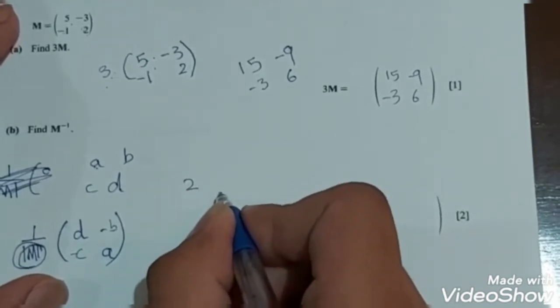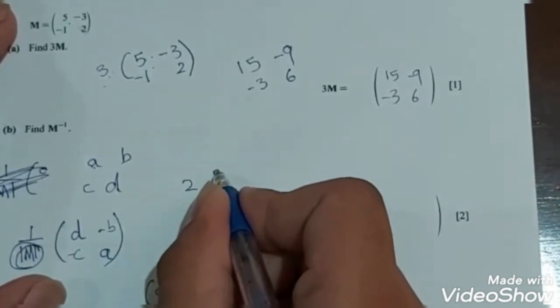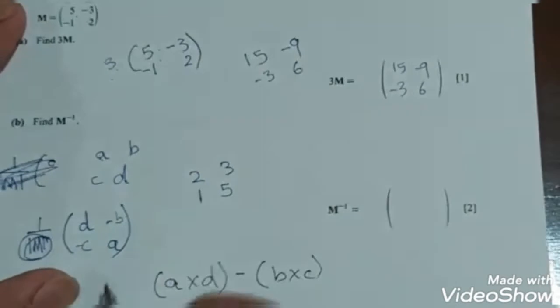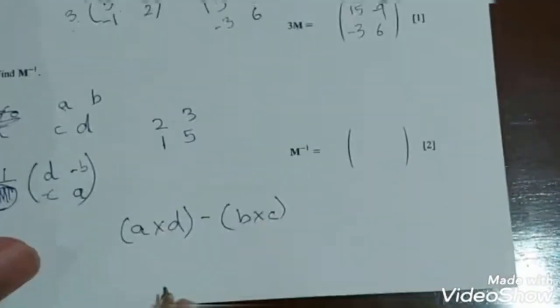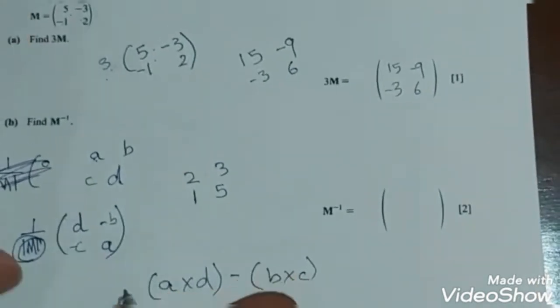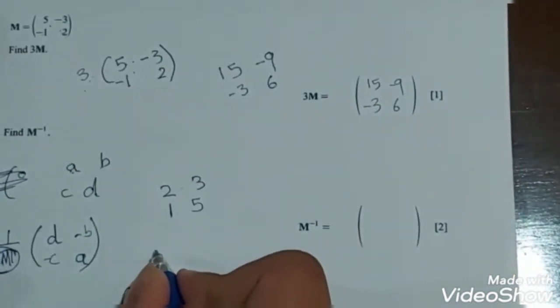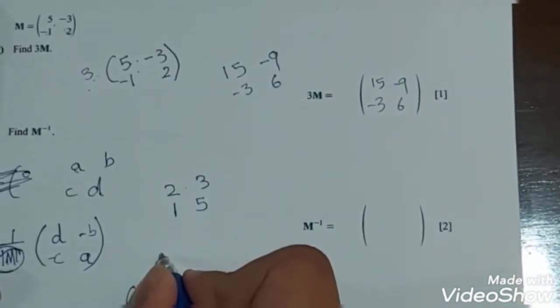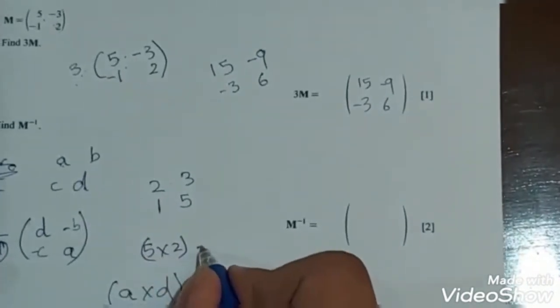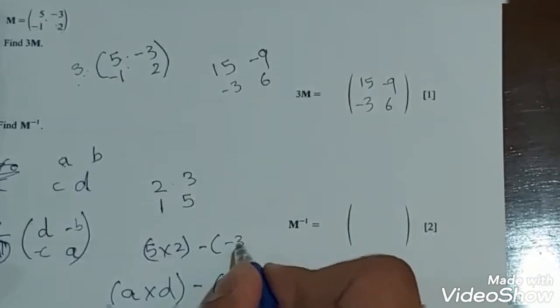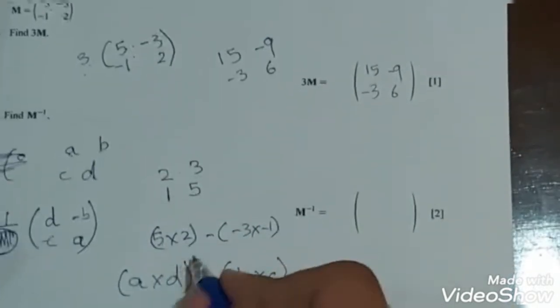So 2, 5, 3, 1. We have done this part, okay, for the answer over here. Now we have to find this. Let's do this. A multiplied by D. That is 5 multiplied by 2 minus 3 multiplied by minus 1.